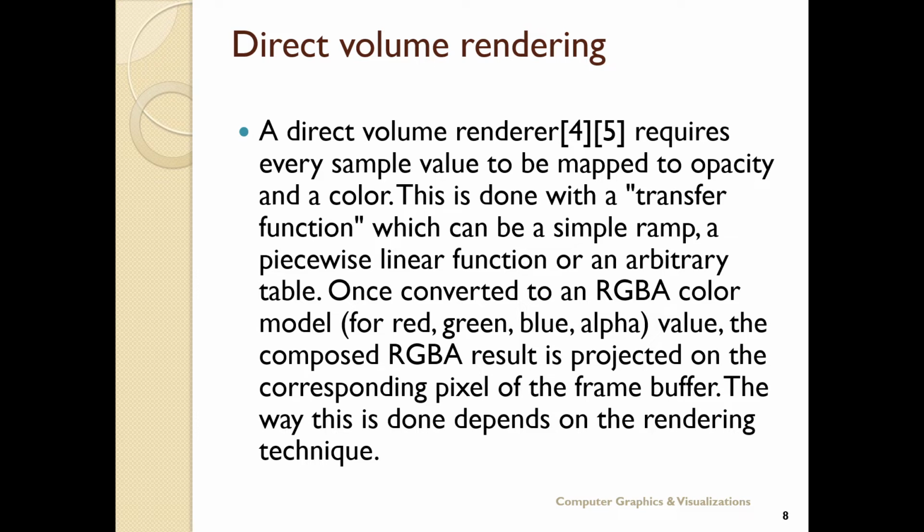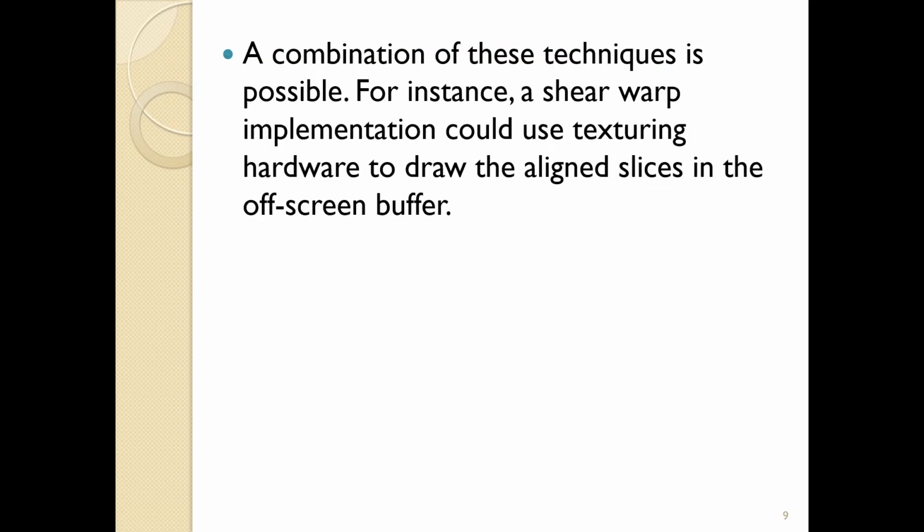Direct volume rendering. So what is direct volume rendering? A direct volume render requires every sample value to be mapped to opacity and a color. This is done with a transfer function, which can be a simple ramp, a piecewise linear function, or an arbitrary table. Once converted to an RGBA color model, for red, green, blue, alpha value, the composed RGBA result is projected on the corresponding pixel of the frame buffer. The way this is done depends on the rendering technique.